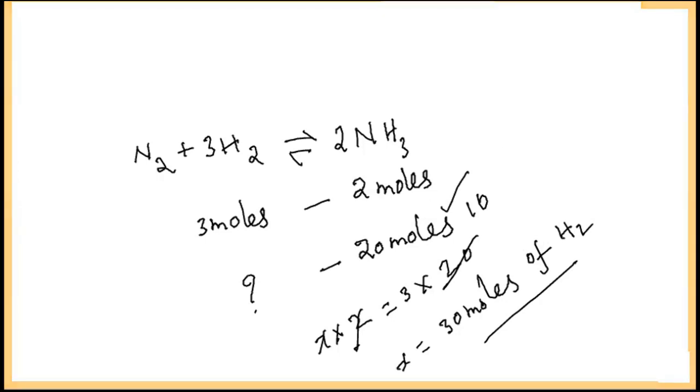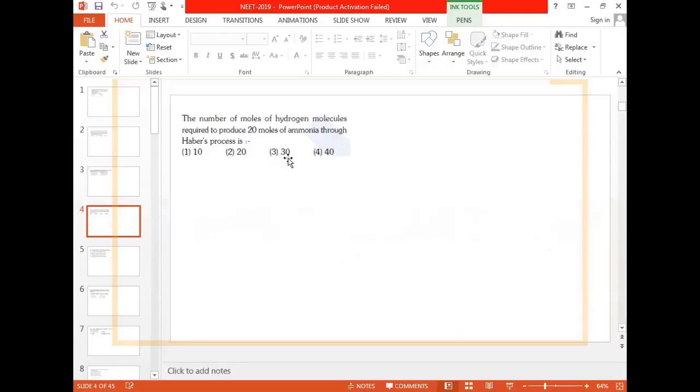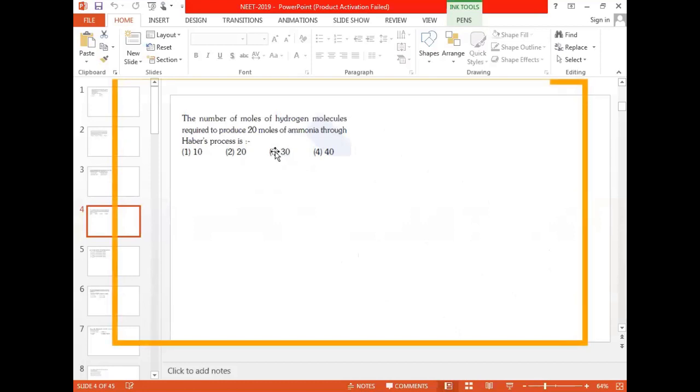Now look at the question where this option is available. Option 3 it is there. The number of moles of hydrogen required to produce 20 moles of ammonia through Haber process is how many moles? 30 moles. Any doubt regarding this one?